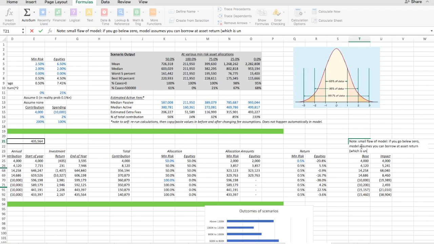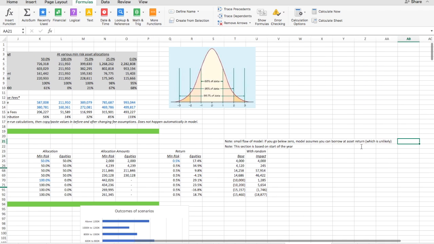Is unlikely. Let's call it. There you go. So just so you can see, this seemed like a lot of gobbledygook to have in there, but at least I want to have that in there.